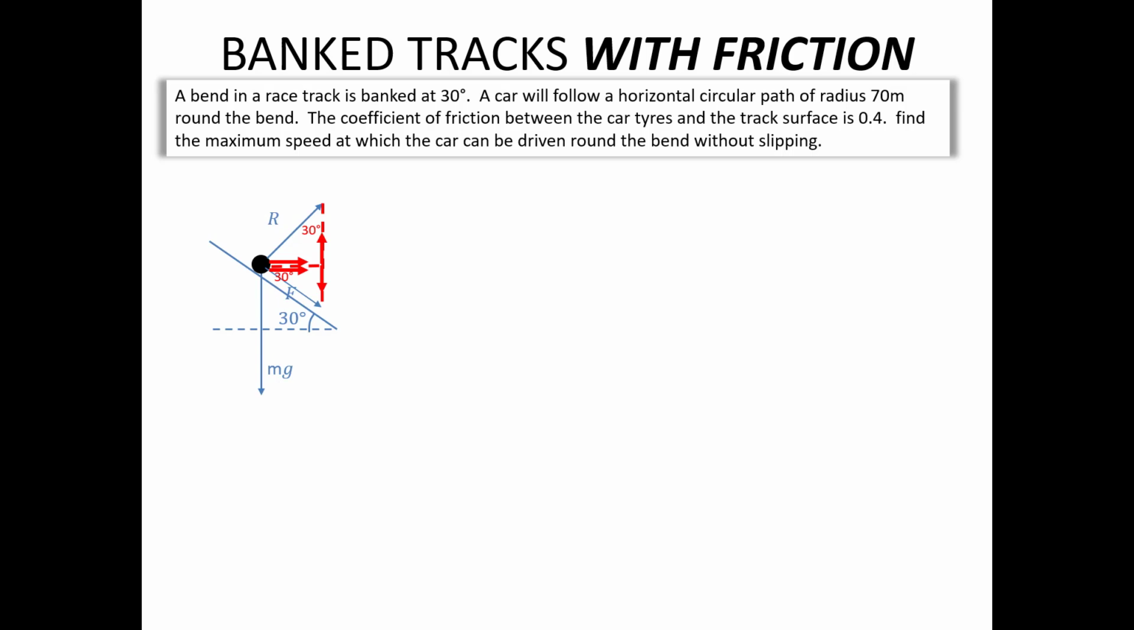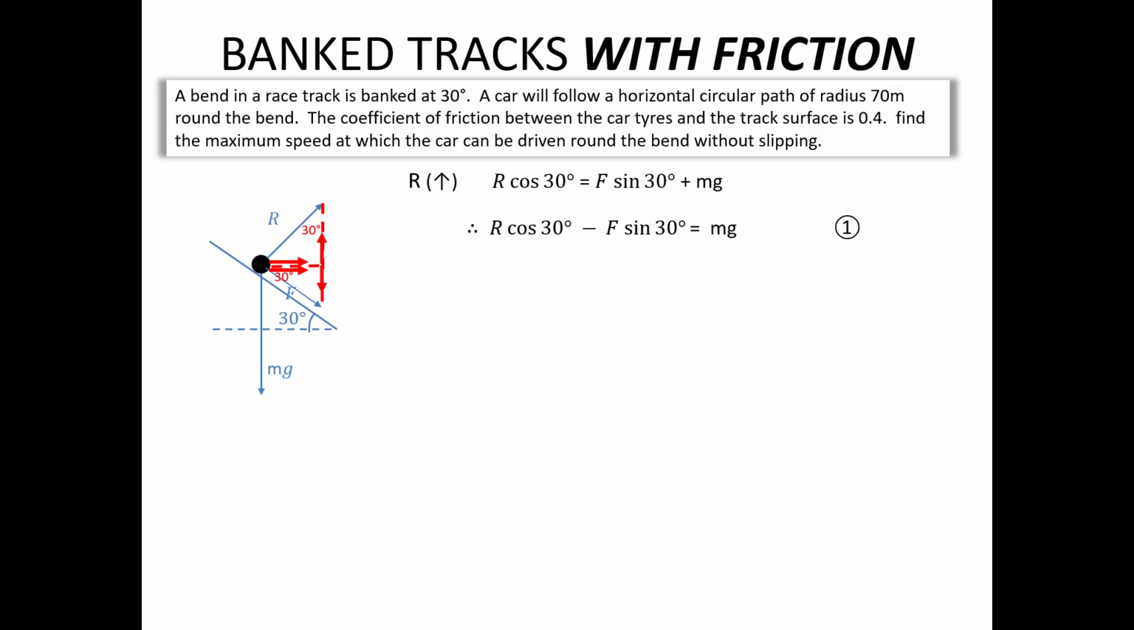So our equations get a little bit more complicated than they were last time around. Let's start by resolving vertically. Our vertical force upwards is simply R cos theta as before, but downwards we now have this additional force of F sin 30 degrees. I'm going to rearrange that equation so I get mg on its own. We're going to call that equation 1.